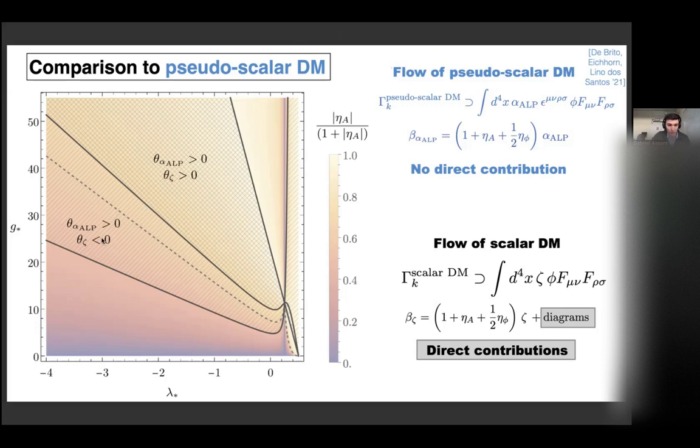You can see that the region where the dimension 5 pseudoscalar dark matter operator is relevant, so where theta alpha alp is positive, is actually much larger than the region where the dimension 5 scalar dark matter operator is relevant. Much larger, to the point where it even comes into the region where we trust that the gauge anomalous dimensions take reasonable values. So it extends the regime of relevancy of this dimension 5 operator by quite a lot.